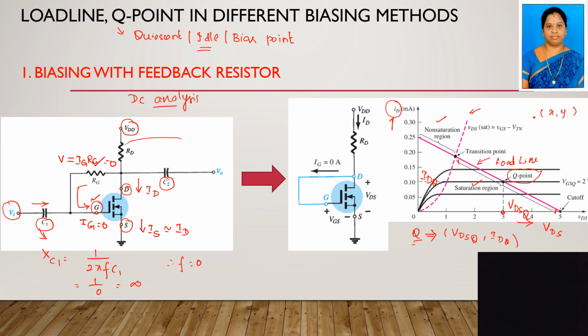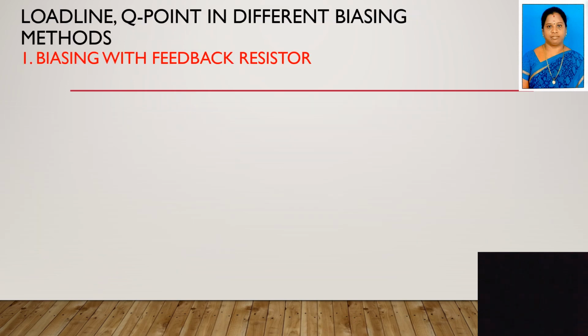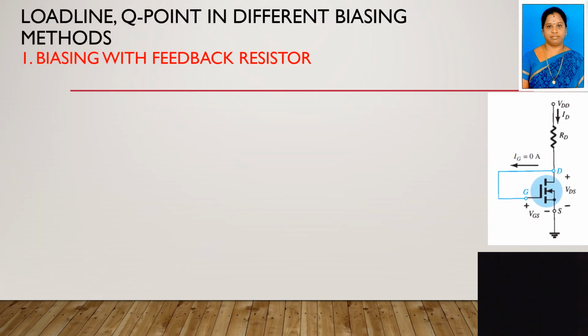Next we are going to see how to draw this load line. We have seen so far what is load line, what is Q point, right? Next I am going to explain how to draw the load line. For that you have to see this circuit diagram. In the circuit diagram you have to apply the KVL at the output side. Output side means in between drain and source. This side is the output side.